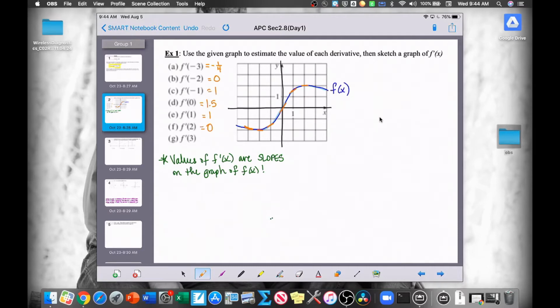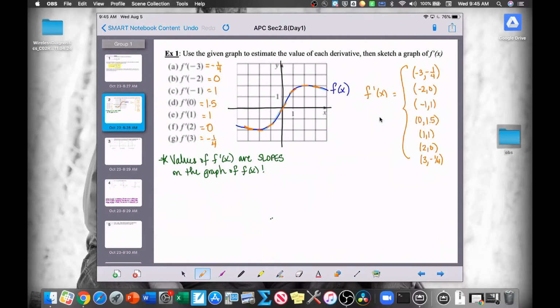And then f prime of 3 definitely has a negative slope, but a very shallow negative slope. So we'll call that one -1/4 since we called f prime of -3 -1/4. Those look like they're about the same. Okay, so this means that f prime of x has the following ordered pairs: (-3, -1/4), (-2, 0), (-1, 1), (0, 1.5), (1, 1), (2, 0), and (3, -1/4).